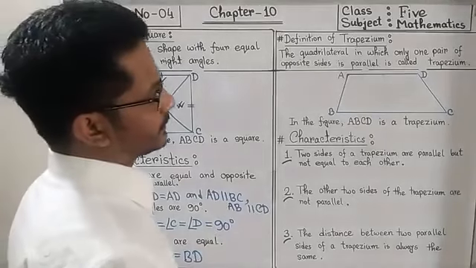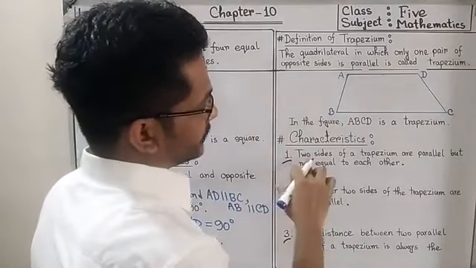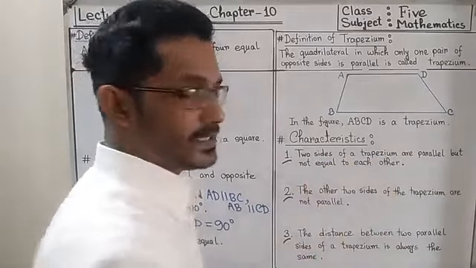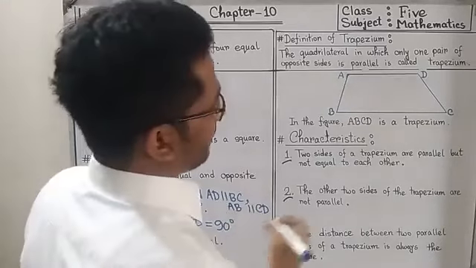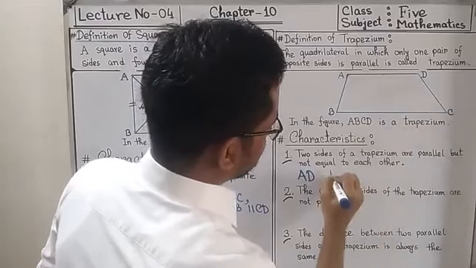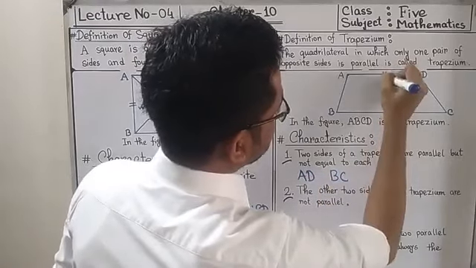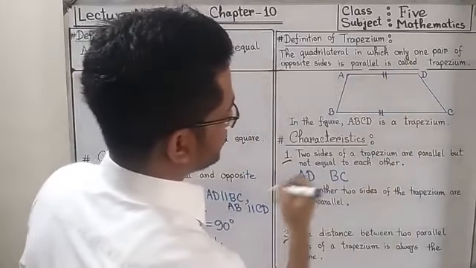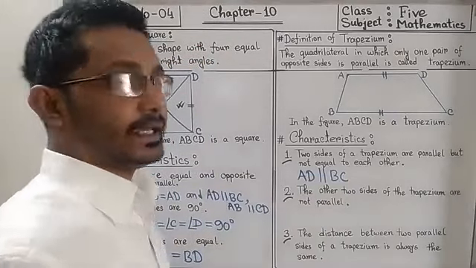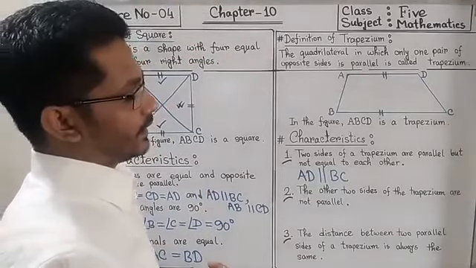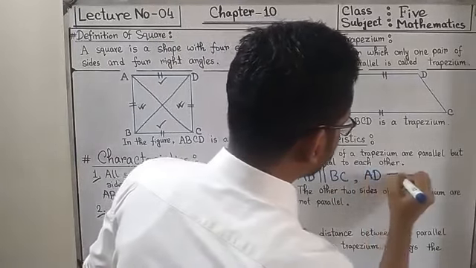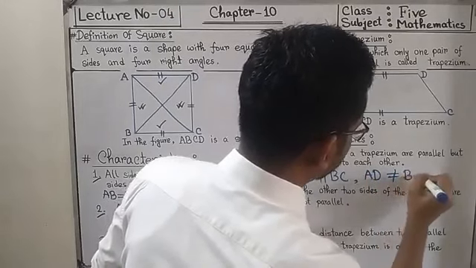The first one is, from the definition we can say, two sides of a trapezium are parallel but not equal to each other. Here AD and BC are two parallel sides. So we can say AD is parallel to BC, but AD and BC are not equal. So we can say AD is not equal to BC.